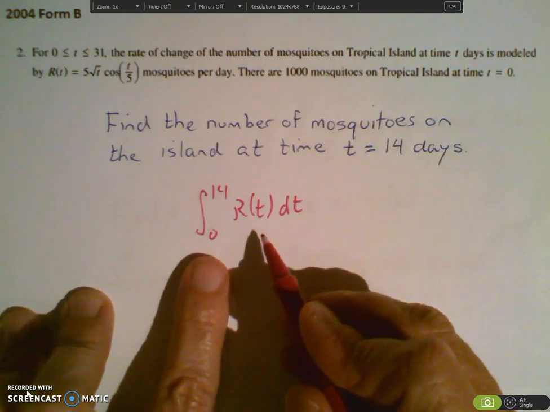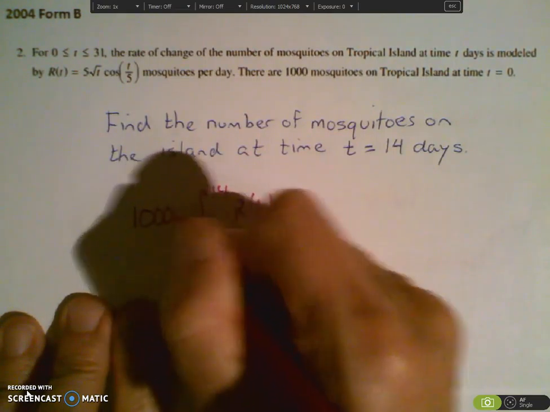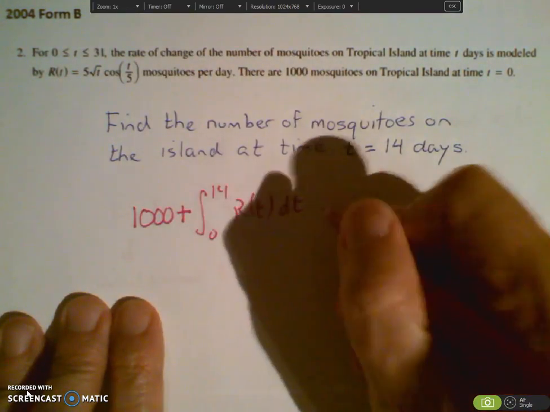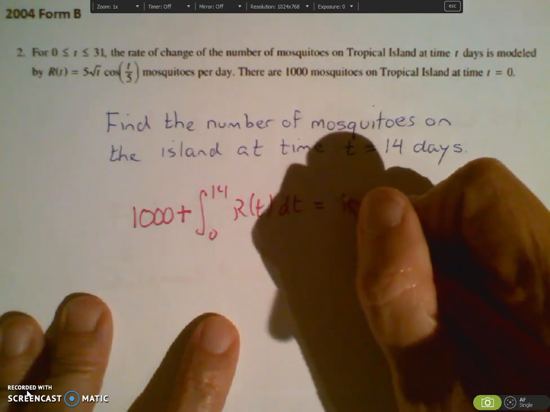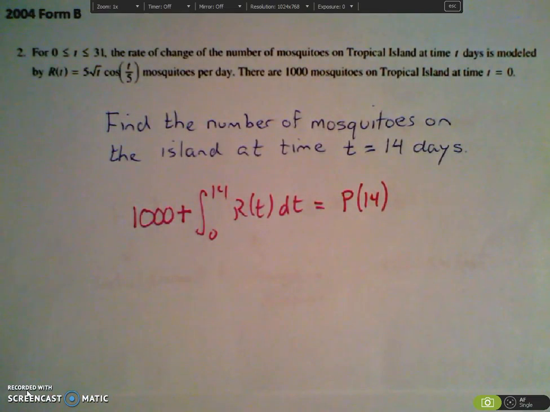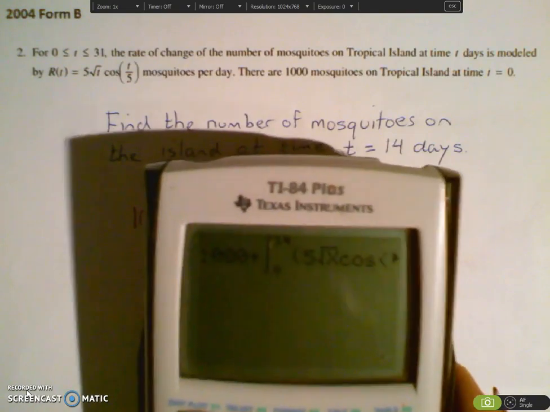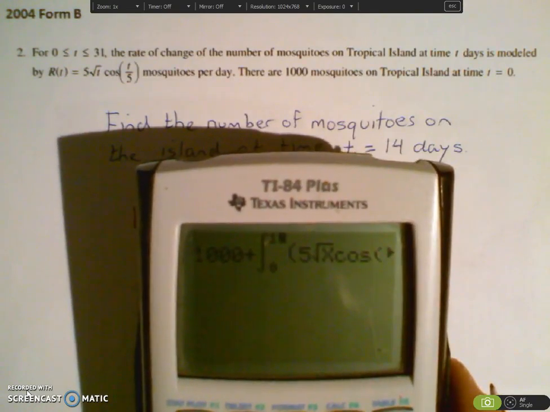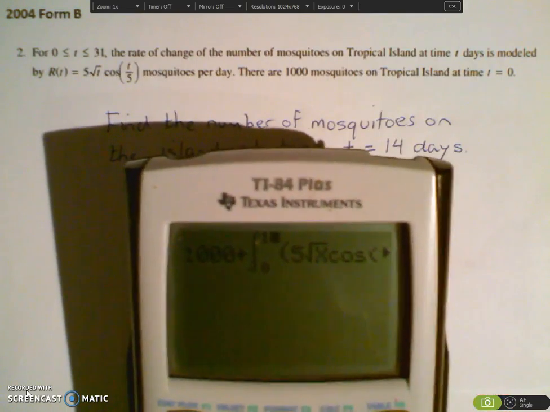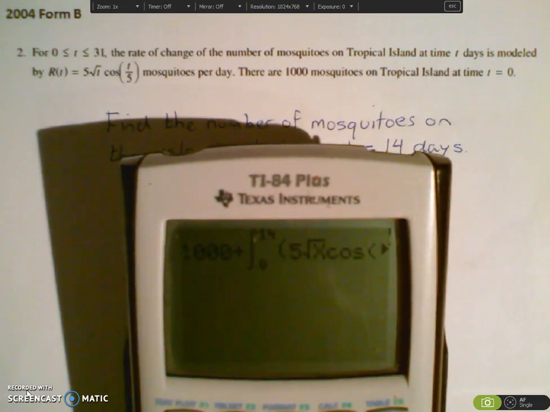In order to get the new mosquito population, you need to start off with your initial amount of mosquitoes, which is 1,000, and then plus add the amount of change that has taken place in the mosquito population, and this should give us the population of mosquitoes on day number 14. Let me pick up my calculator. And I've already entered this, as you can see. I've got the initial population of 1,000 mosquitoes, plus I'm integrating the rate of change from 0 to 14. It'll just take a moment to do this mathematics here.